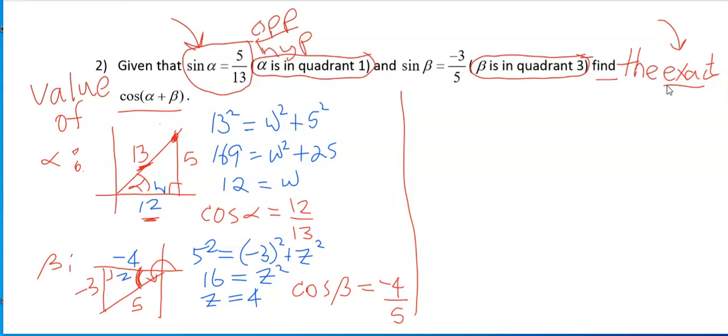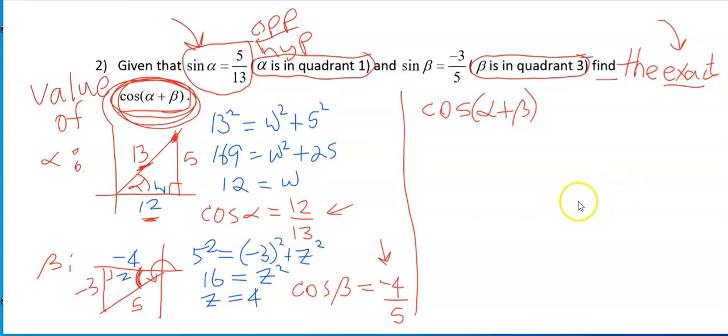Okay, now we're at the stage where we can go right ahead and find the cosine of alpha plus beta. Remember, that's what the question asks for: the exact value. Again, if you had radicals here, leave the radicals in. Don't change it into a decimal. They're not exact. So what's the formula for the cosine of alpha plus beta? That's what we're going to have to use.